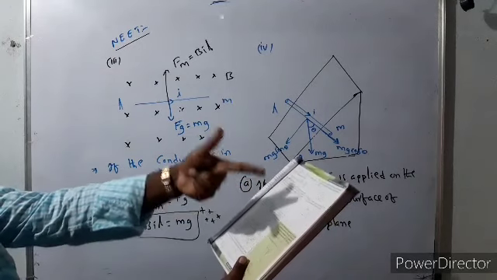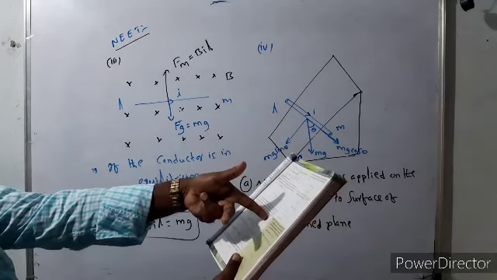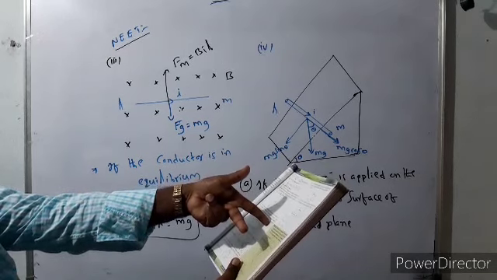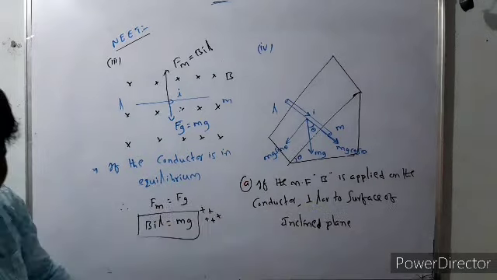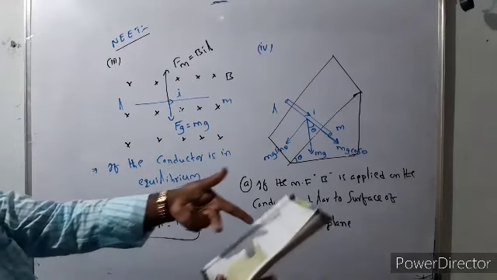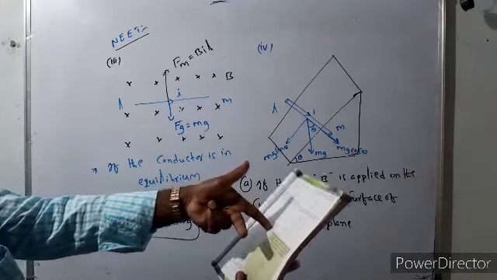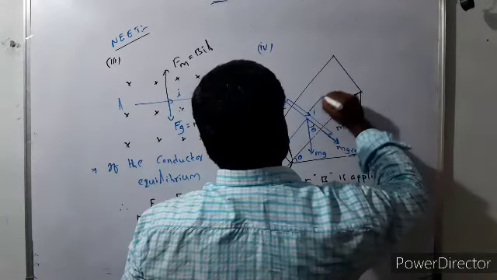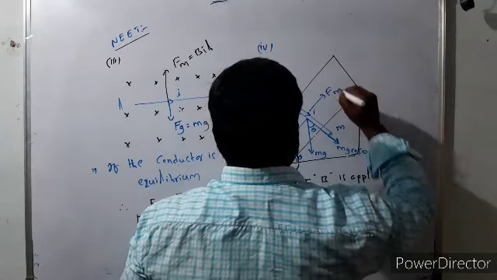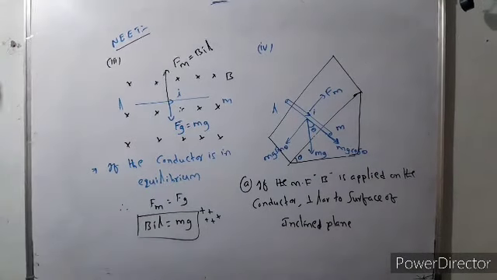The forefinger shows the direction of the magnetic field. The middle finger shows the direction of the current. The thumb shows the direction of the magnetic force. Now what is the direction of the magnetic force? If you see clearly, the magnetic force is parallel to the inclined surface, upwards. That is the direction of the magnetic force.